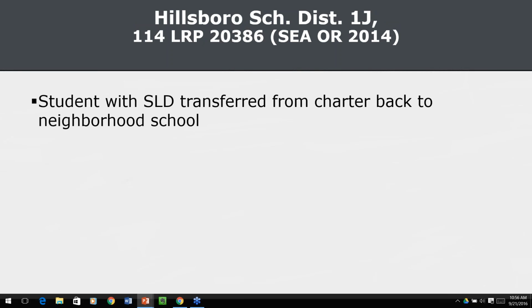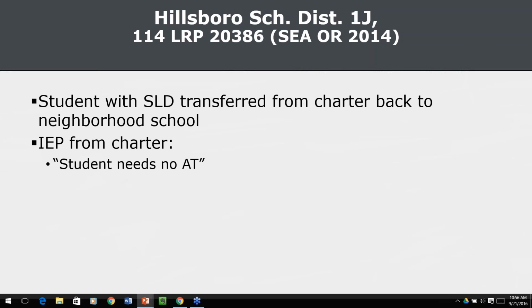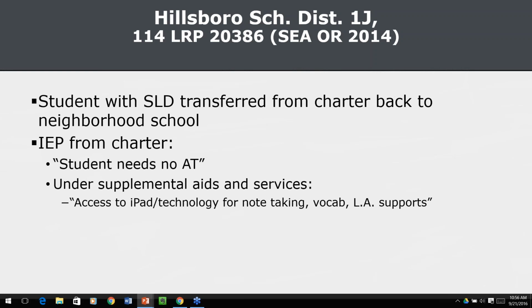This Oregon case, 2014, this is one of these kids transferring back and forth cases. I see a lot of these assistive technology disconnects happening when kids jump from district to district, because so much of what we do with technology is kind of tied to our individual district's preferences. The IEP from the kid's charter school, they checked the box that said student needs no assistive technology, which I find so typical. But then, under supplemental aids and services, they said that the student would have access to the iPad/technology for note-taking, for his vocabulary, for language arts supports. This is classic. I bet I see this in a third of the IEPs that I look at, where it says no AT, and then they list the iPad as a supplemental aid.